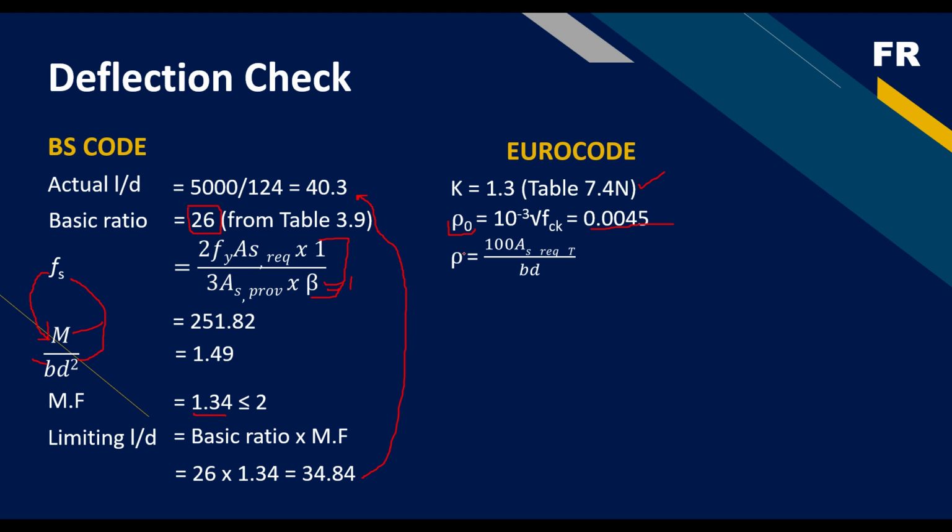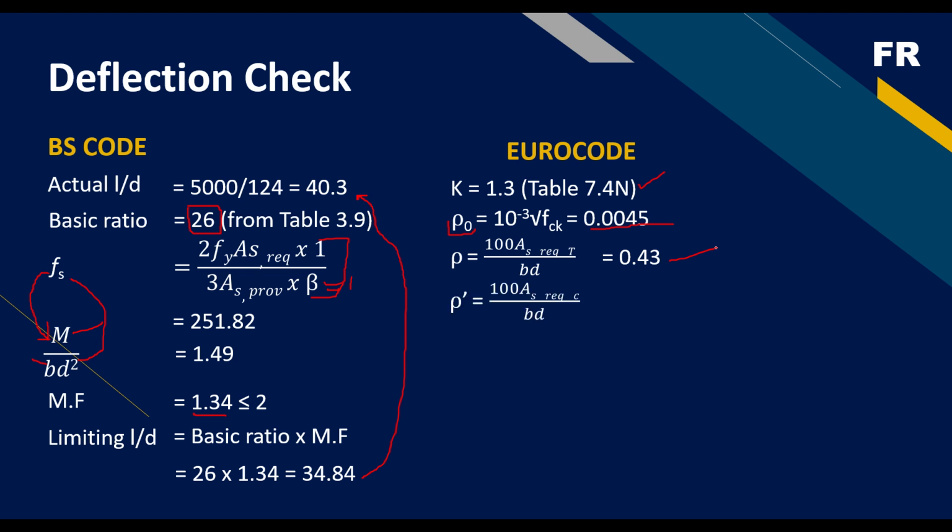Then the reinforcement ratio for the tension reinforcement. The formula is 100 As required at the tension zone divided by bd. So if you substitute As required 538 divided by b, the width of the slab, times d, the effective depth, you are going to have 0.43.